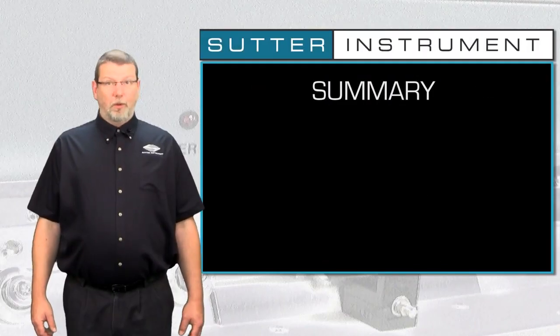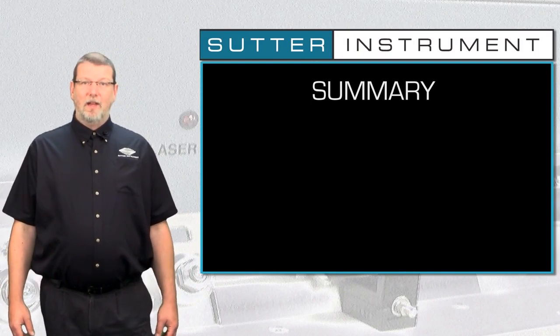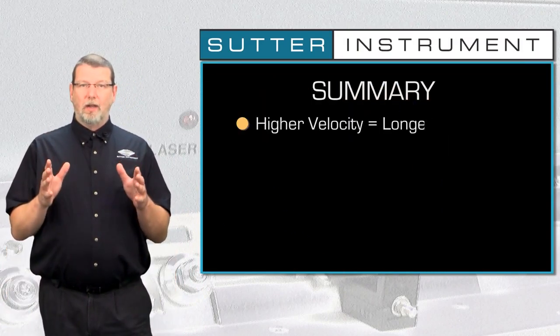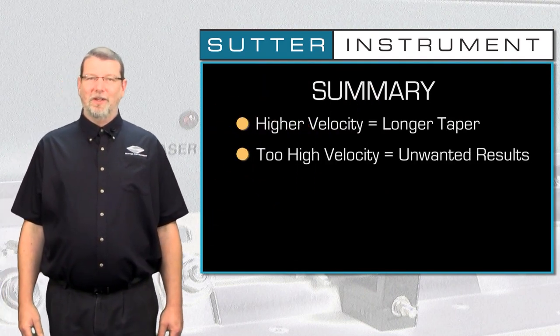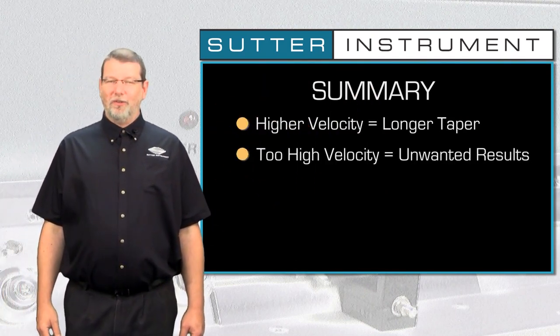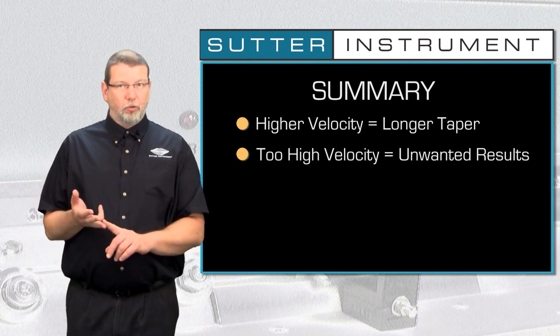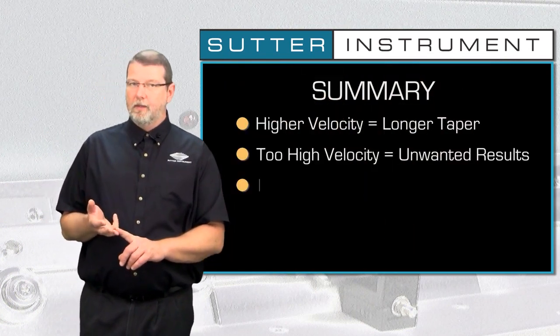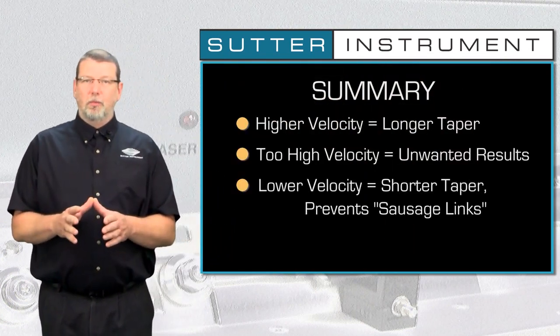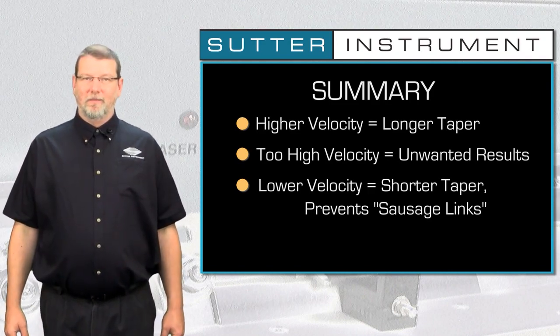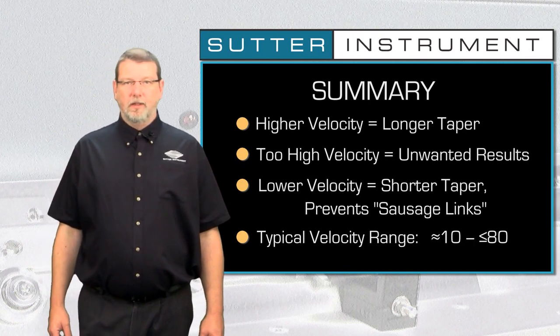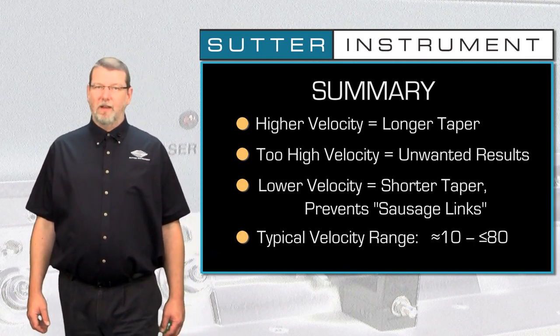Let me summarize what we learned today. A higher velocity produces a longer hourglass and a longer taper. Too high velocity values lead to inconsistency, sausage links, wisps, or premature separation of the tips. A low velocity, in contrast, produces a shorter taper, and prevents the formation of sausage links. And last but not least, different applications require different velocities.